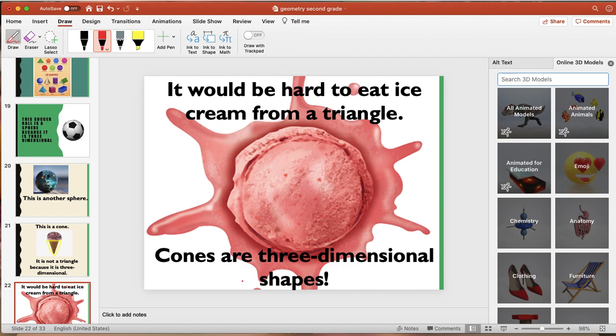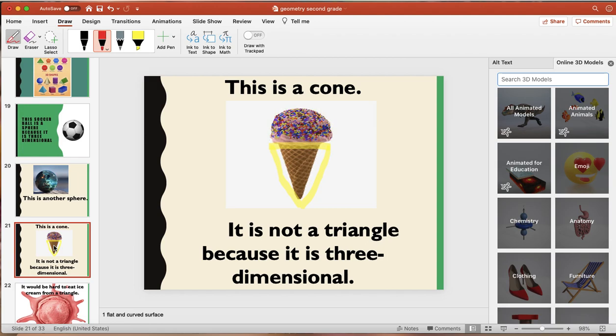So cones are a three-dimensional shape. They pop out at us. We're able to hold ice cream on top of them. Versus putting ice cream on a sheet of paper would never work. That's a flat shape. A triangle is a flat shape. It would never be able to hold ice cream. But a cone, which is a three-dimensional shape, would. A cone has a flat surface, which looks like the triangle, but at the top here, that's our curved surface. So it has a flat and a curved surface.